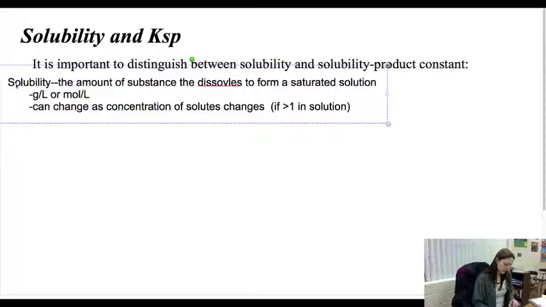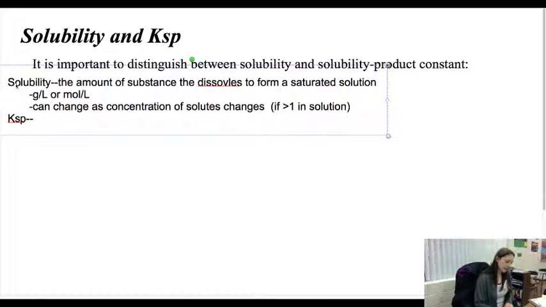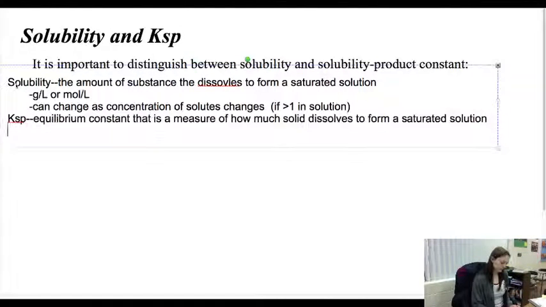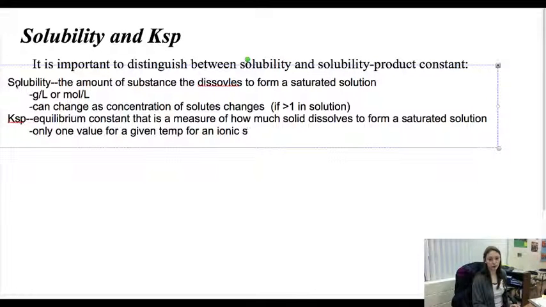Okay, now KSP is a little bit different. This is where you have the equilibrium constant that is a measure of how much solid dissolves to form a saturated solution. It's an equilibrium constant. These only have one value for a given temperature for an ionic solid. So for one solid, at one temperature, these have one value, whereas solubility changes by temperature changing. We have those solubility graphs we looked at before where you have the lines mostly going up because solubility increases as temperature increases. Well, KSP is only for one temperature with one ionic solid.